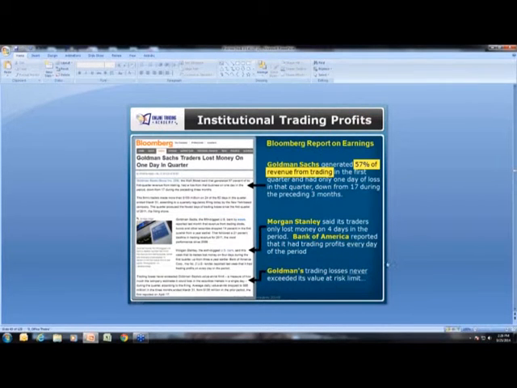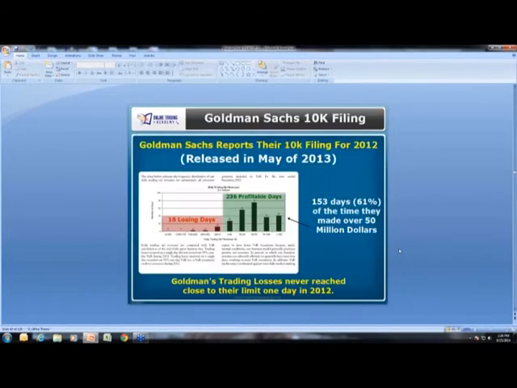If you take a look at some of the other reports that have been put out on Bloomberg about Goldman Sachs, Morgan Stanley, and Bank of America, the majority of their income comes from trading against client order flow. This is the report from the 2012 10K report of Goldman Sachs, which you can get at edgar.com.